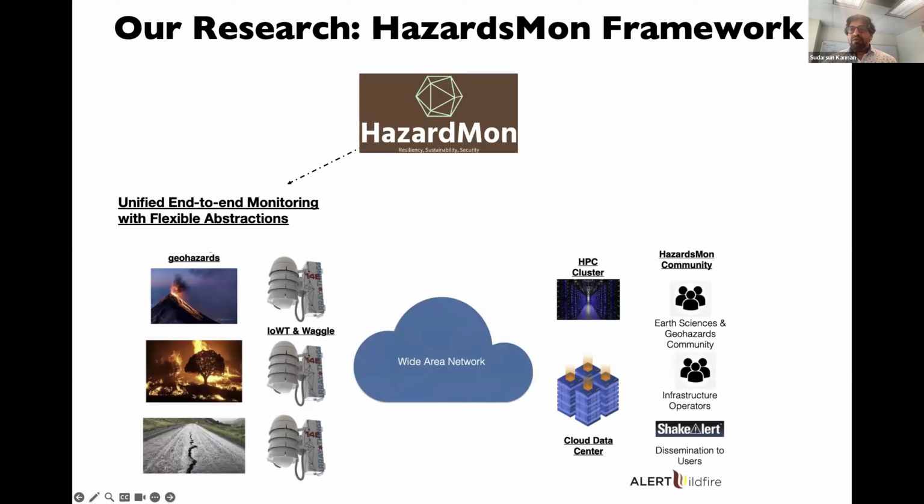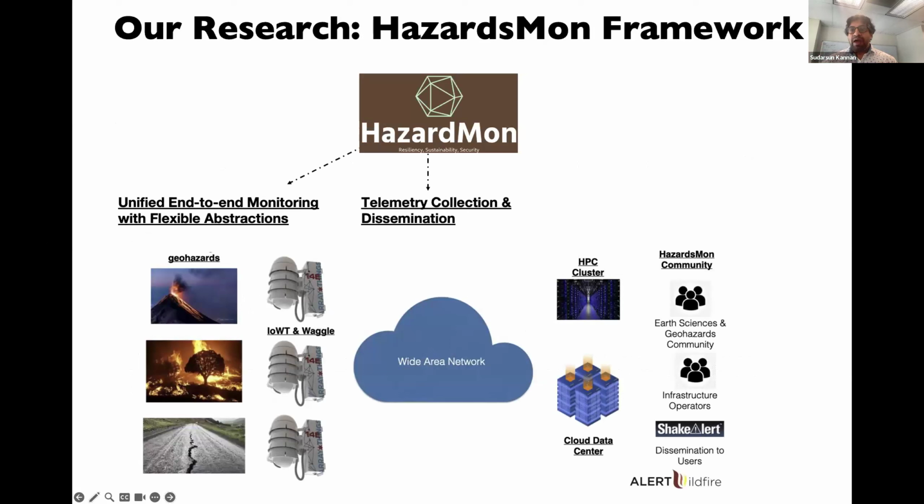First, we want to develop an end-to-end monitoring infrastructure that can monitor resources across the edge, across the cloud, across the network, and so on, and get a more accurate and detailed understanding of what's happening out there.